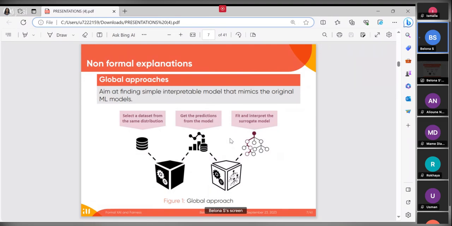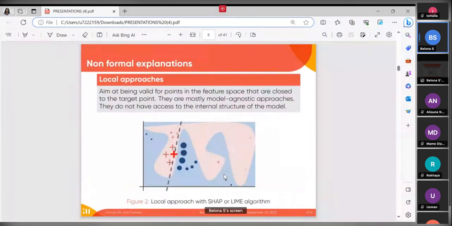As I was saying, non-formal explanation can be categorized into global approaches and local approaches. In general, in global approaches, the aim here is to find a simple model that helps us understand how a more complex model works. As you can see here, we have a model which is very hard to understand, and then we will find a kind of simple model that will mimic the original machine learning model, and will help us to understand the decision making process behind. We also have local approaches.